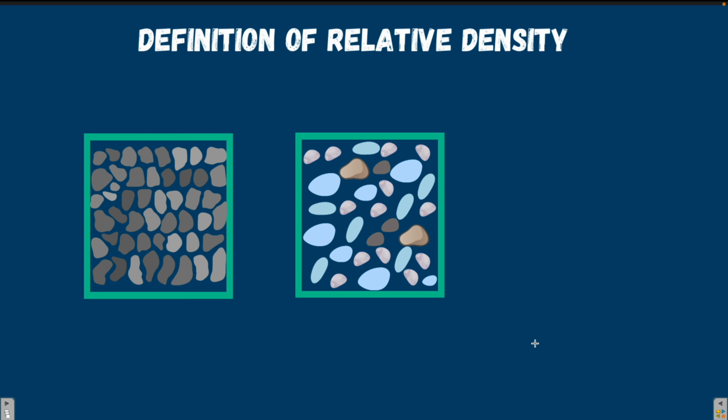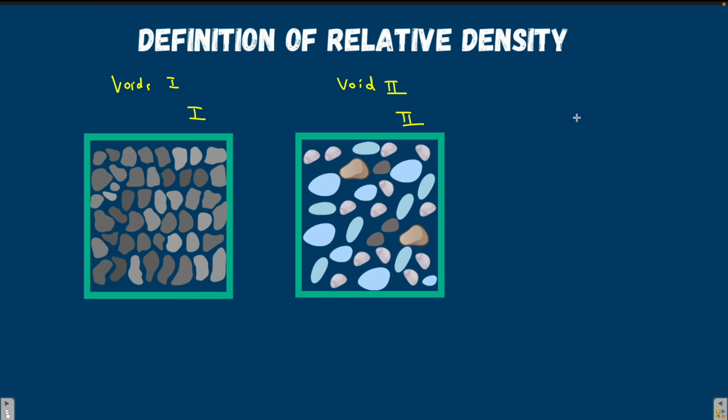Now before starting, what is relative density? There are important concepts which you should know. Here are two equal volumes consisting of soil particles. The soil in the first case is tightly packed as compared to the soil in the second case. That means the voids in the first box are less than the voids in the second box.